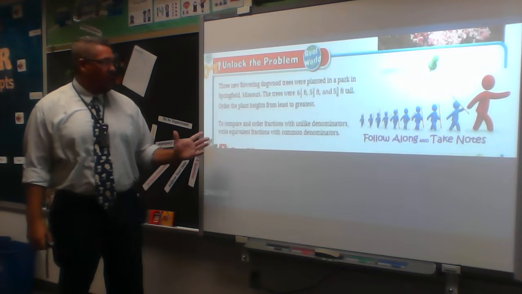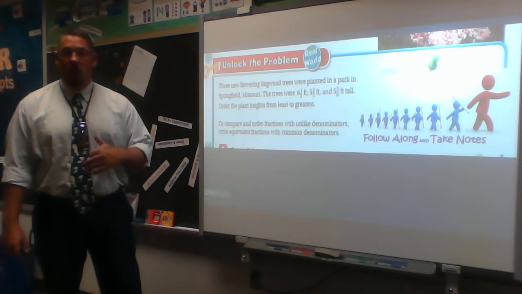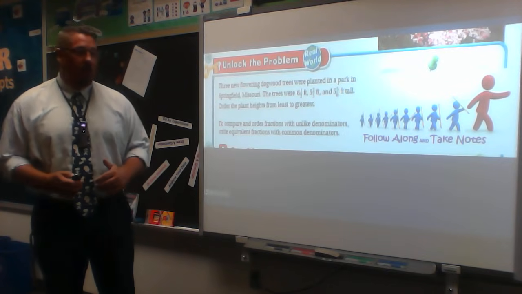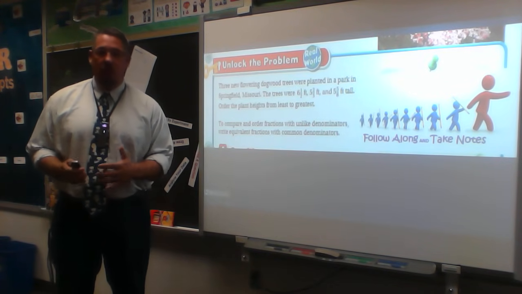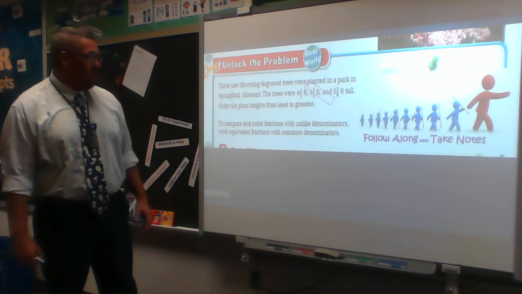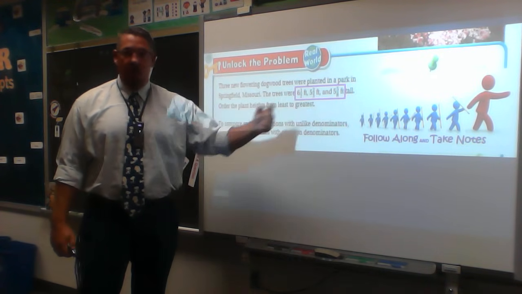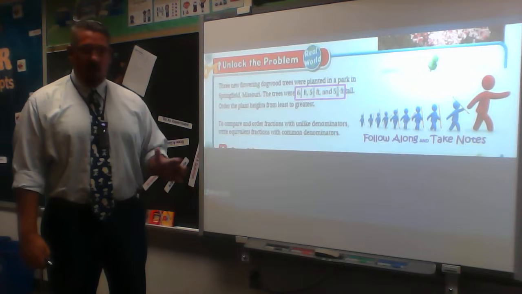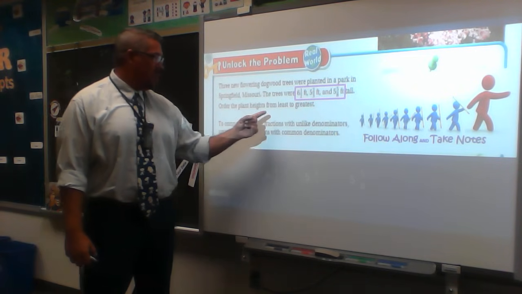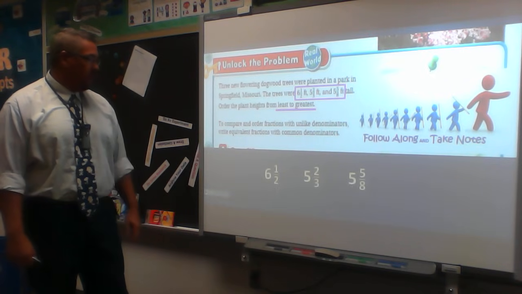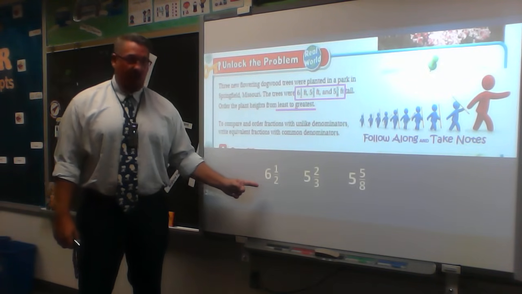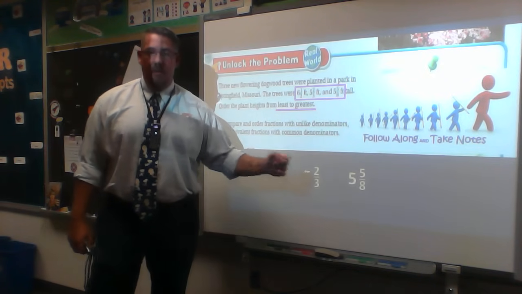When we look at the first story they're telling about, they're talking about dogwood trees that have been planted, and they want us to put the heights of the trees in order from least to greatest. When I look at my numbers, I have three different ones. I check my work to make sure that it is indeed least to greatest, and that is what my book says right here, least to greatest. So I'm going to have 6 1/2, 5 2/3, 5 5/8.